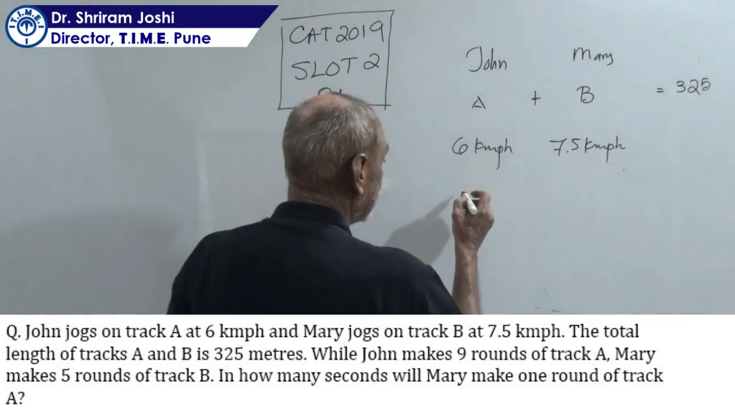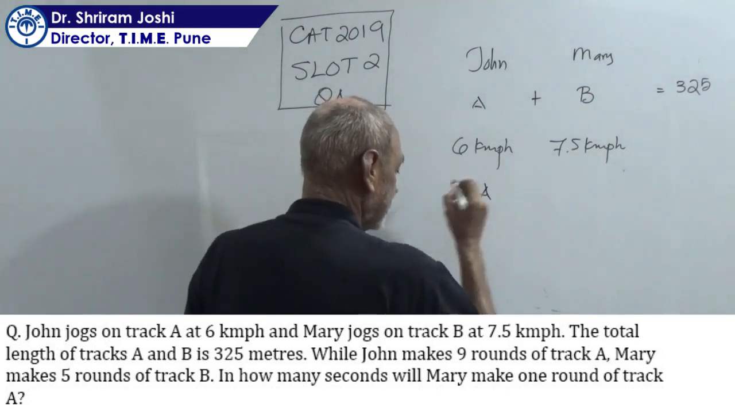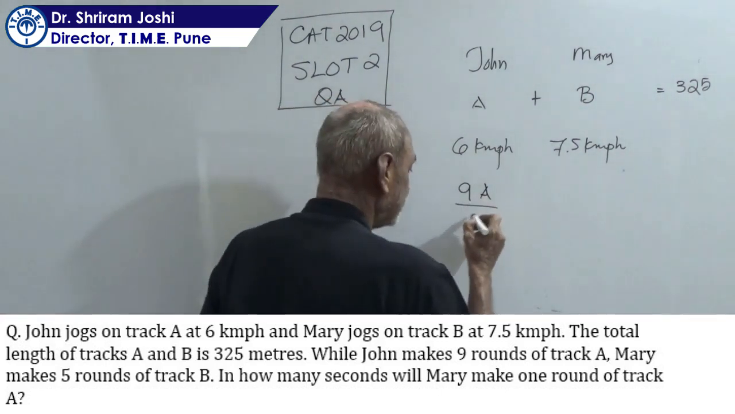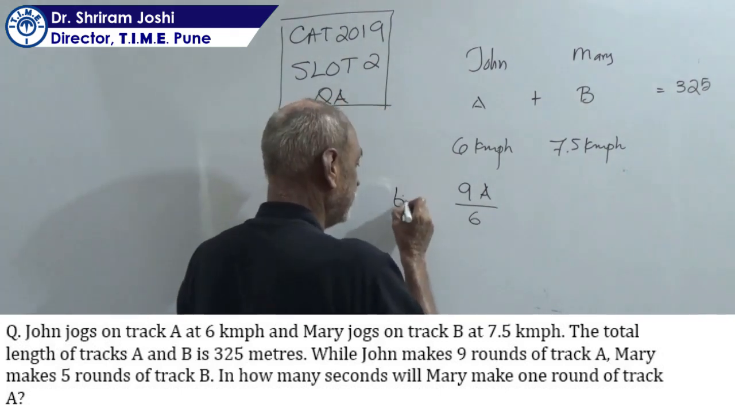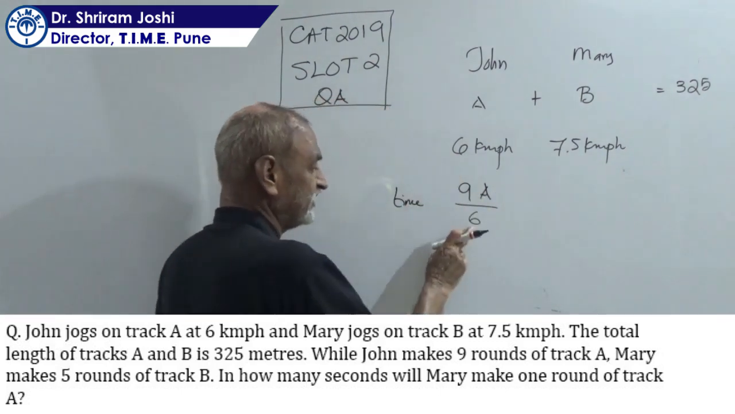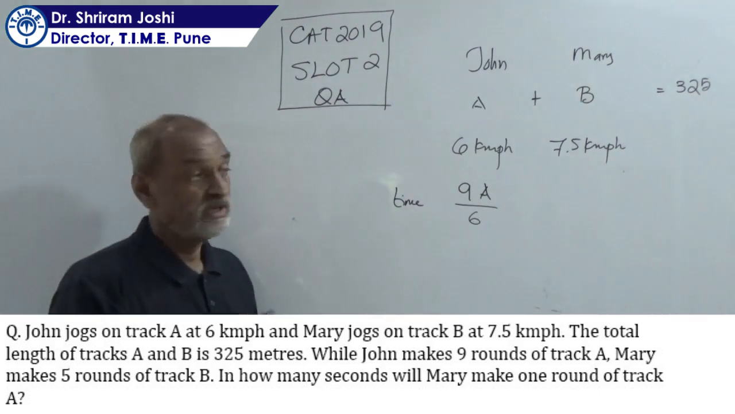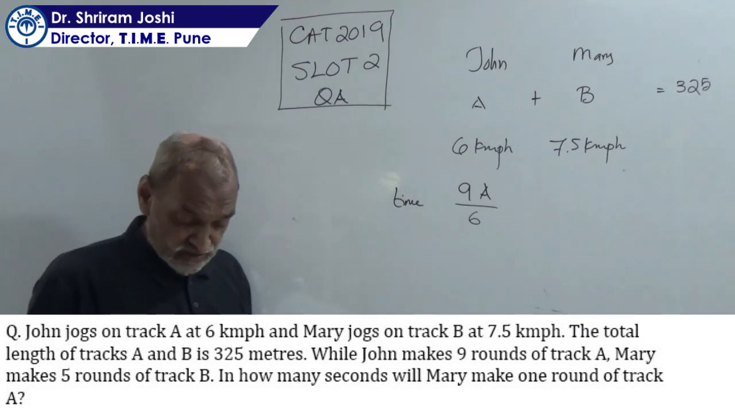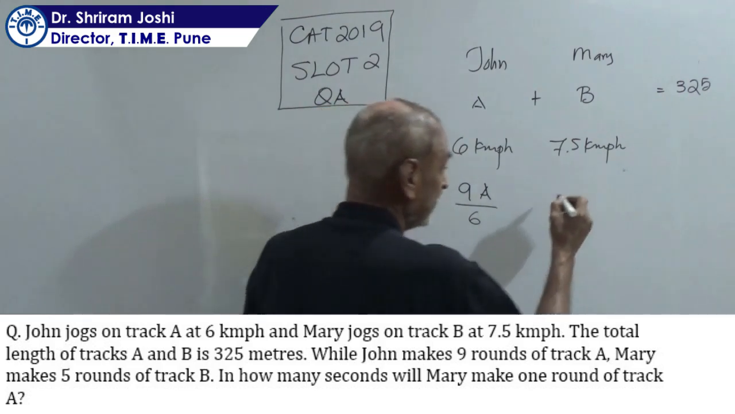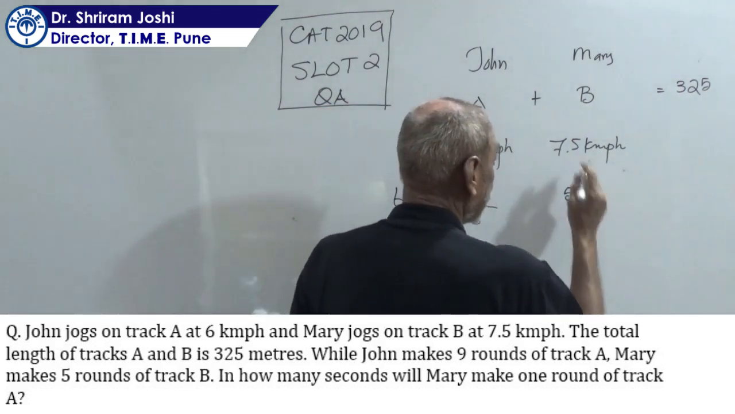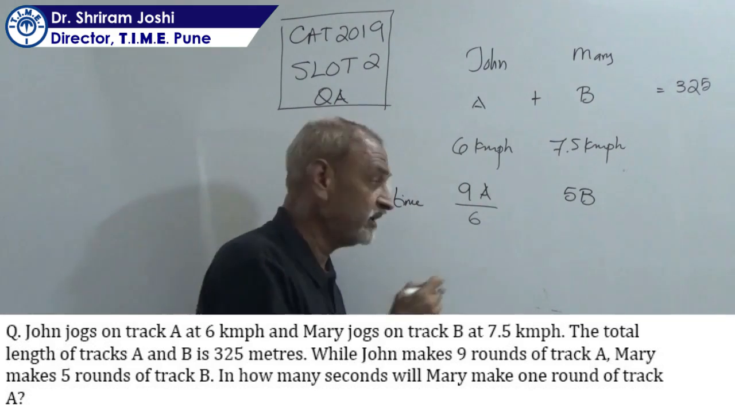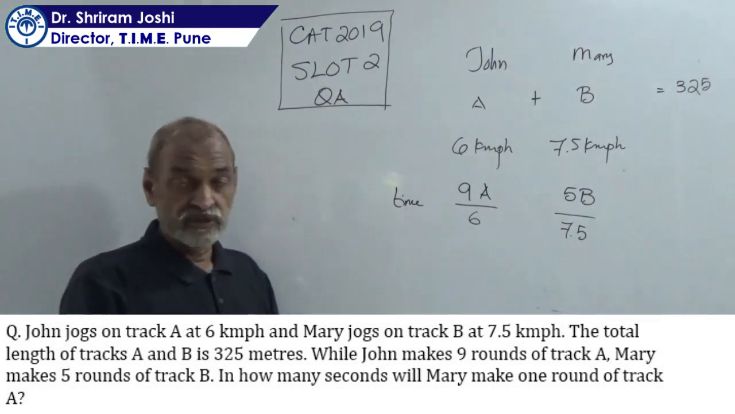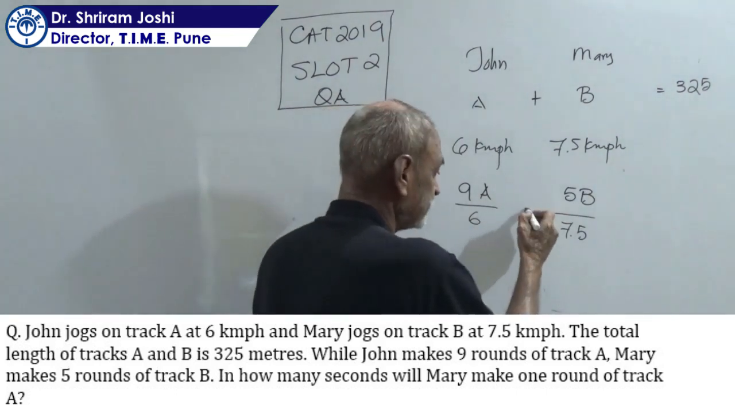So distance covered by John is 9 times A. But the time that he will take would be this divided by 6 kilometers per hour. A is in kilometers, this is in hours, this will be the time. In the same time, Mary does 5 rounds of track B. That means she covers a distance of 5 times B at a speed of 7.5. The time taken by both must be equal.